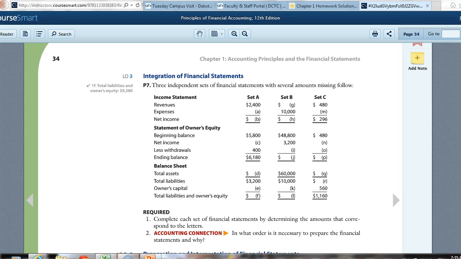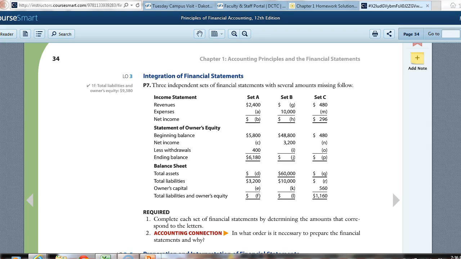So, guys, if we look at the balance sheet and we know that total assets are $60,000, then what does that mean total liabilities and owner's equity need to be? $60,000. If we know that total liabilities are $10,000 and our total liabilities and owner's equity is $60,000, what does that mean our owner's capital needs to be? $50,000. If K is 50, what's J? 50. Because we know the owner's capital ending balance, we can figure out the withdrawals, can't we? What are withdrawals?